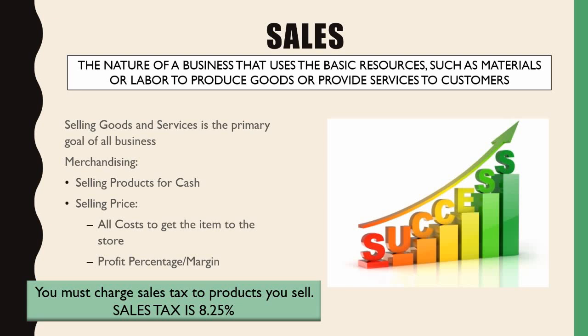Now, as you know, selling goods and services is the primary goal of all businesses. So, when we're doing merchandising inventory, how do we determine what the selling price is? How do we determine how much money we want to make off of selling an item? And that's where we're going to be creating what's called the cost of goods sold. We need to figure out the selling price, which means calculating all the cost it takes to get your inventory item to the store, which we've been practicing. We know what that is. It's every cost included to get the inventory item to your store.